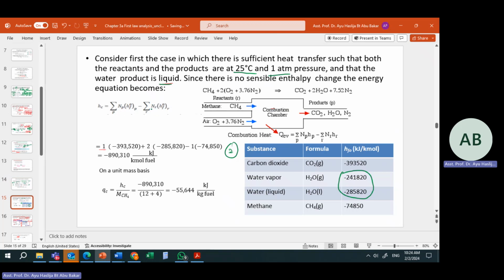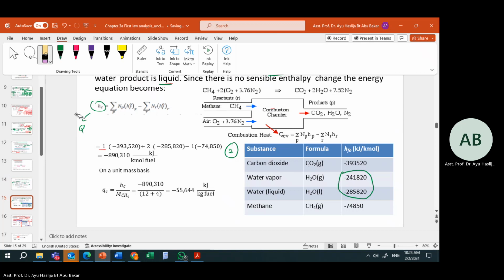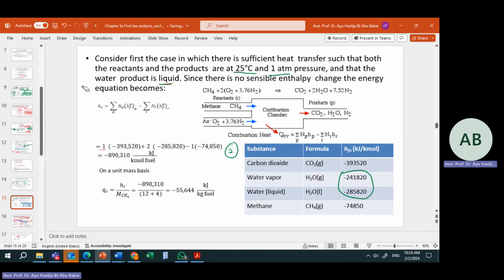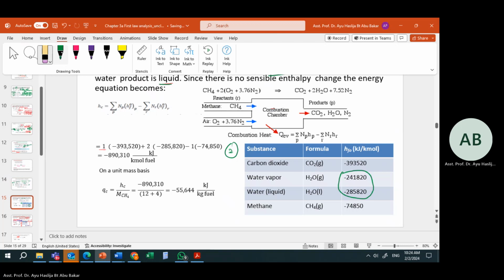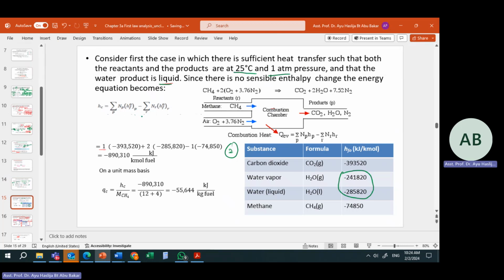Okay, so we know that this is the equation. Heat of combustion, or Q. Okay, sorry. Heat of combustion, just remain the heat of combustion. Product minus reactant. Okay, reactant, methane and air. Product CO2, H2O, and N2.